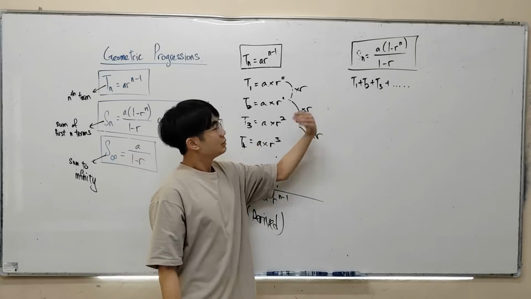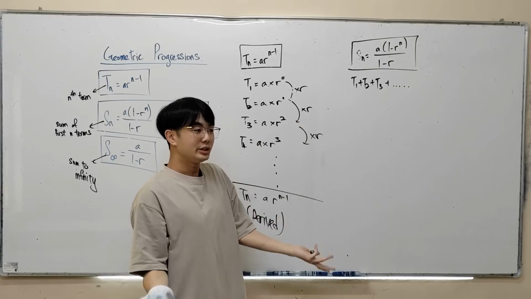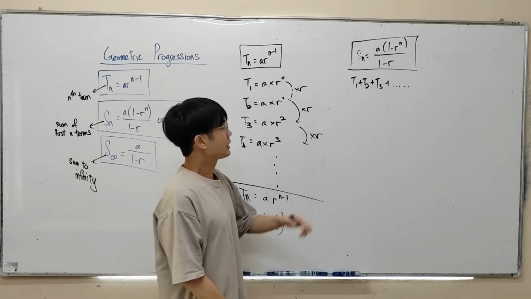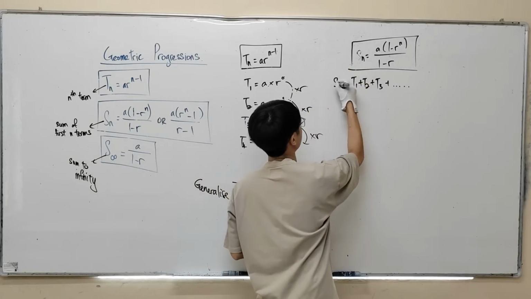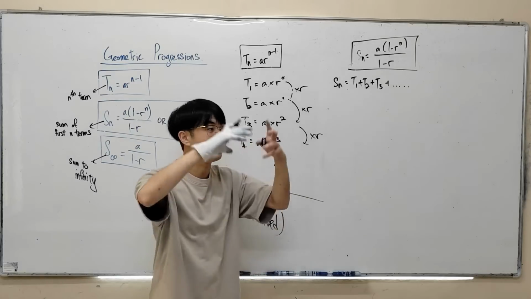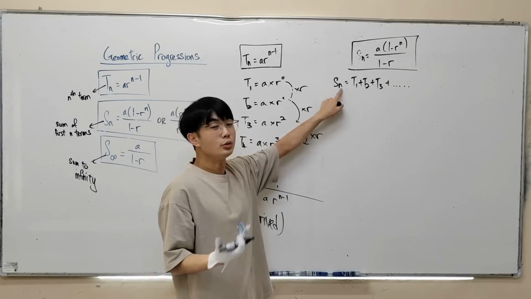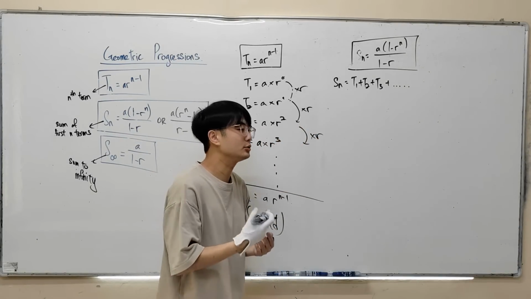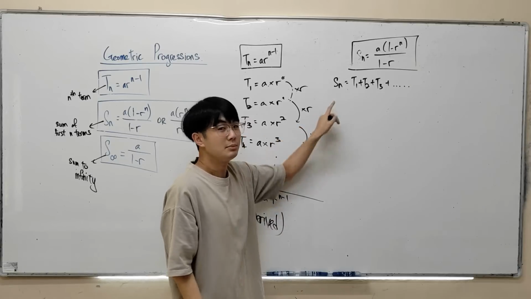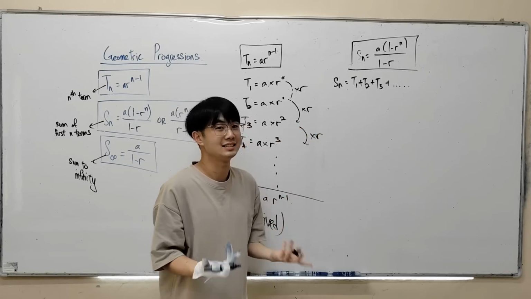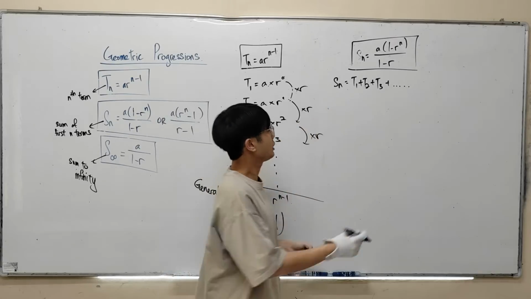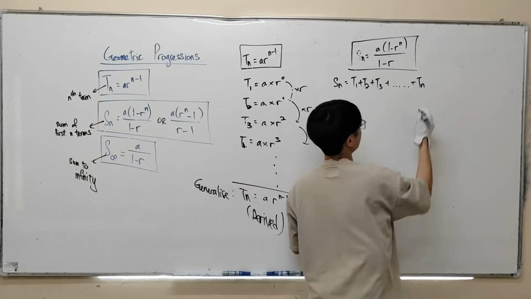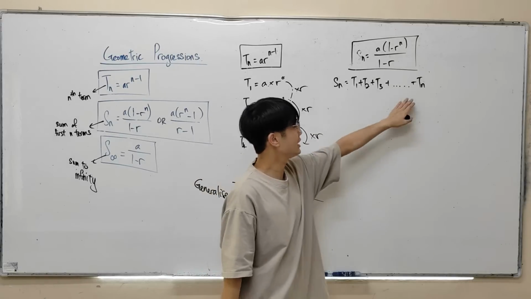You will keep going until which term? Do you realize, because you are trying to find the Sn, the sum of first n terms, and we don't know the value of n now, because we are trying to derive the formula for Sn. It means we don't know what the last term is. We don't know what n is. So I'm just going to write here Tn. It means my last term is Tn.